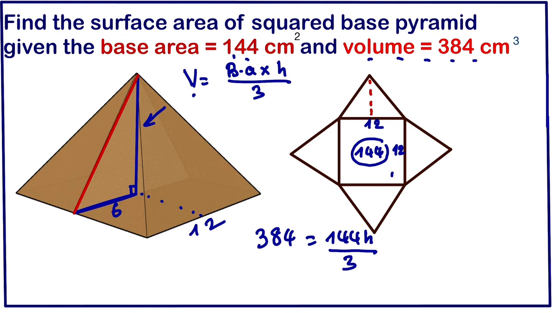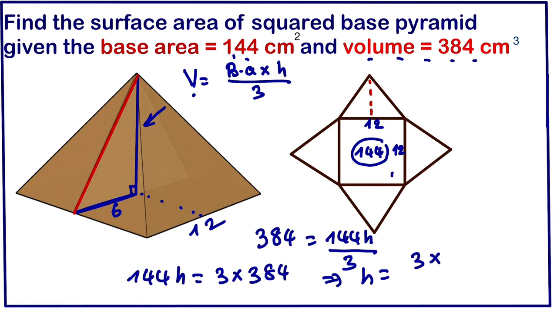divided by 3. So to eliminate the fraction, we can put this over 1, then we cross multiply. So if we cross multiply, we are going to have 144 h should be equals to 3 times 384. So this implies h will be equals to 3 times 384 divided by the coefficient of h, which is 144. So we can simplify this. 144 divided by 3 is 48. So 384 divided by 48 will give us 8. So this will give us 8 centimeters.